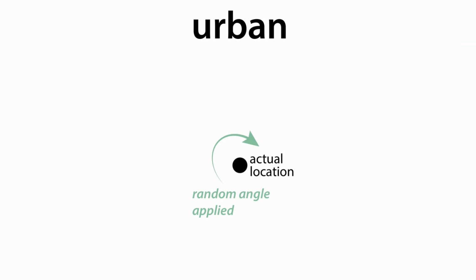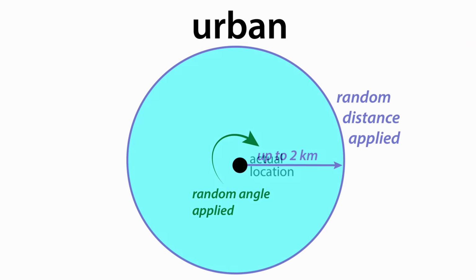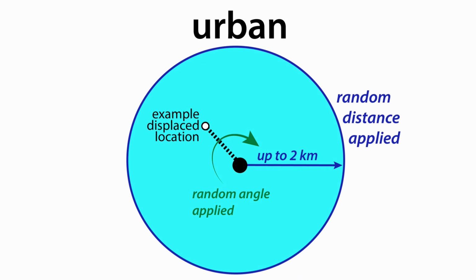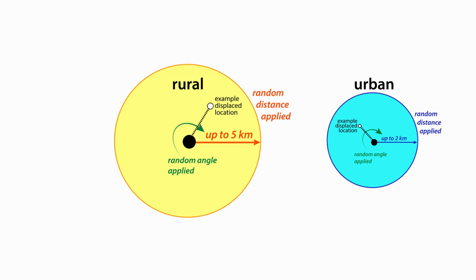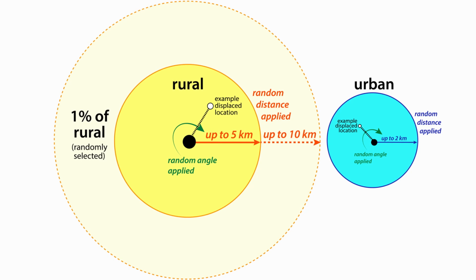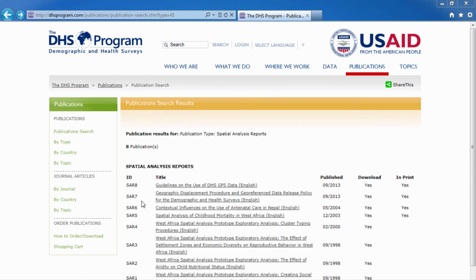Urban clusters are displaced at a random angle and a random distance up to 2 kilometers. Rural clusters are displaced at a random angle and a random distance up to 5 kilometers, with a further, randomly selected 1% of the rural clusters displaced at a distance of up to 10 kilometers. The coordinates of health facilities in SPA surveys are not displaced because the information collected in SPA surveys is different from the household surveys.